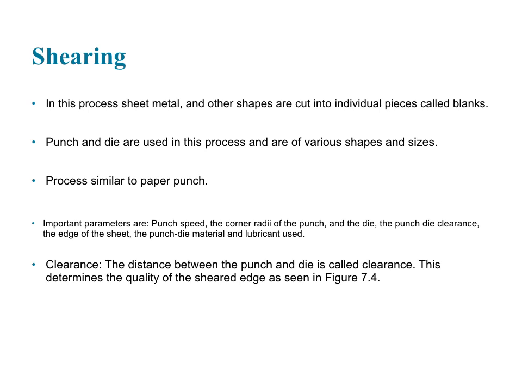Some of the important parameters in this case are the punch speed, the corner radius of punch and the die, the punch-die clearance, the edge of the sheet, the punch-die material, and lubricant use. The punch-die clearance is the distance between the punch and the die when the sheet is placed in between them. This is a very important parameter, because it determines the sheared edge quality of your finished product.